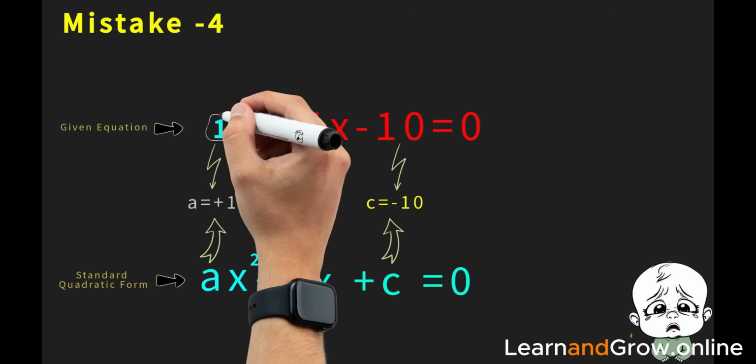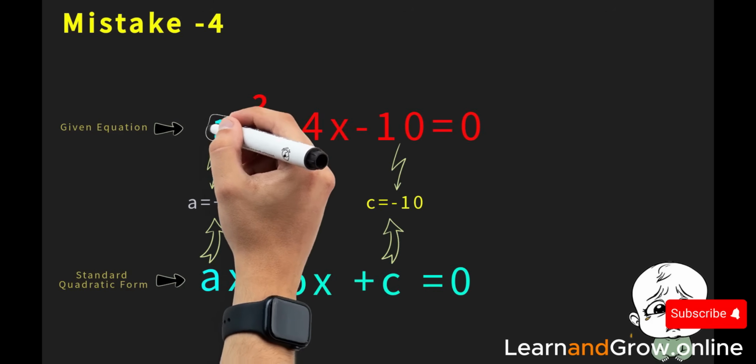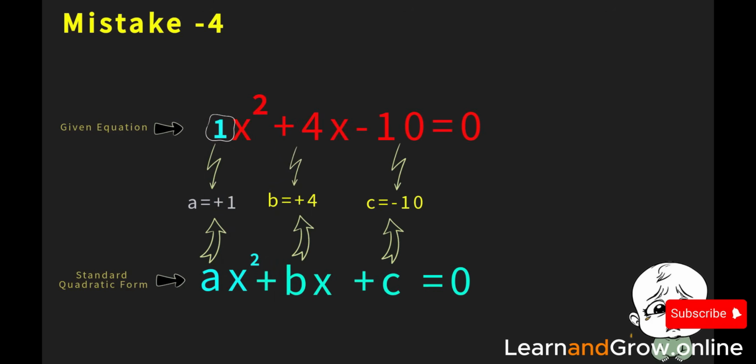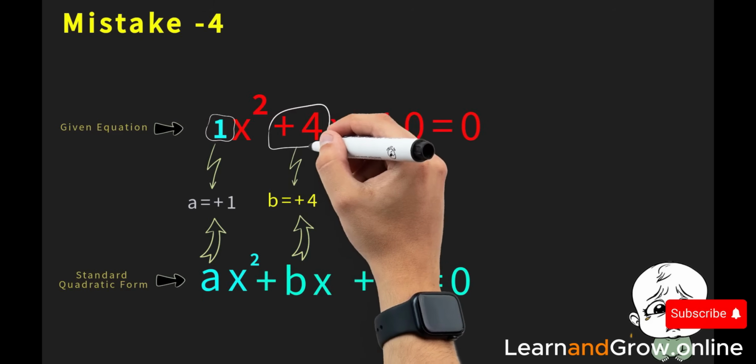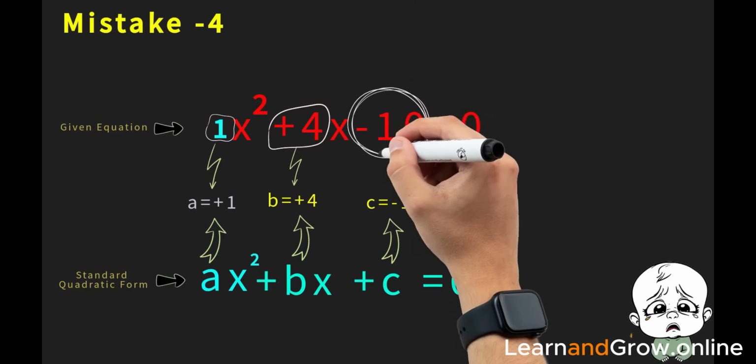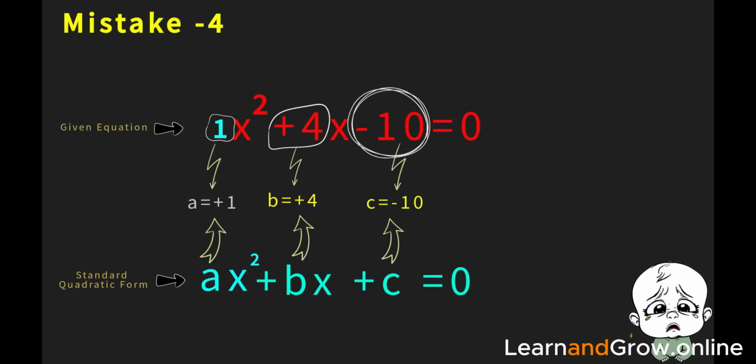To recap, if a coefficient isn't written, it means the value is 1. And always watch the signs of the coefficients. Missing them can change the entire solution.